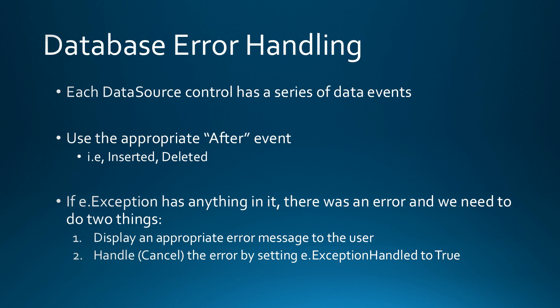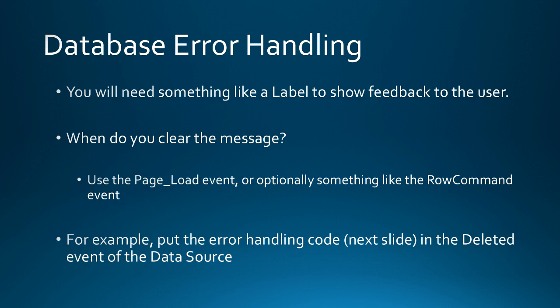Those are the two key things we need to do, okay? So obviously we'll need some kind of a label to show feedback to the user, to show them some sort of a message. And obviously that would stay there once it was put there because of the stateful nature of a web form. So we need to make sure we clear it out. The best place usually to do that is just in the page load event, so that after we fix the problem, the error message doesn't stay on the screen forever.